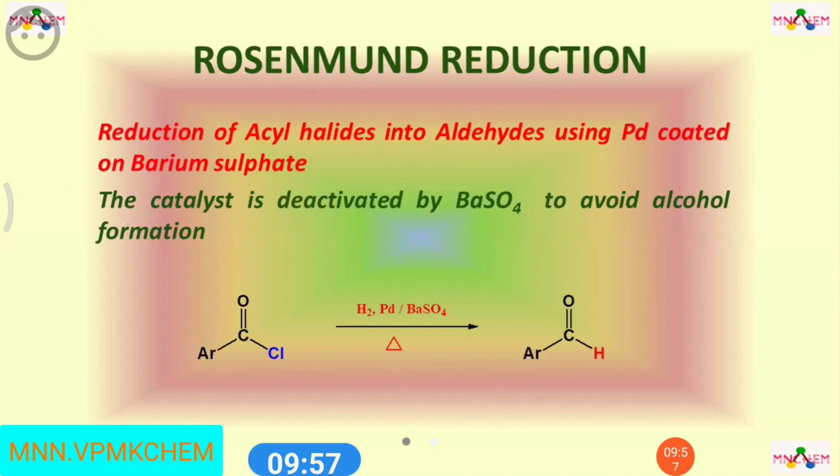This is the general representation of the reaction. An acyl halide is treated with palladium supported on barium sulfate in the presence of hydrogen, and we get an aldehyde as a product. So this conversion is known as Rosenmund reduction. And the barium sulfate deactivates the catalyst so that the aldehyde cannot be further reduced into alcohol.